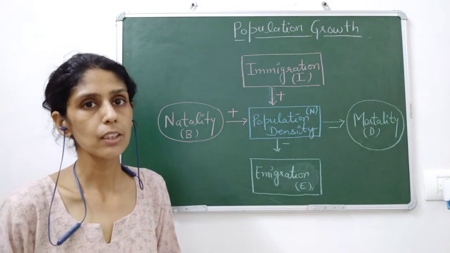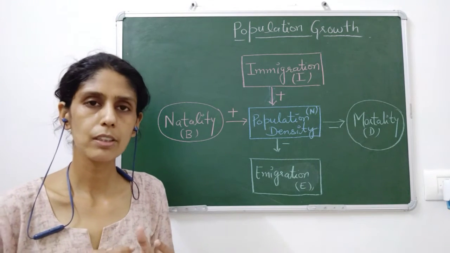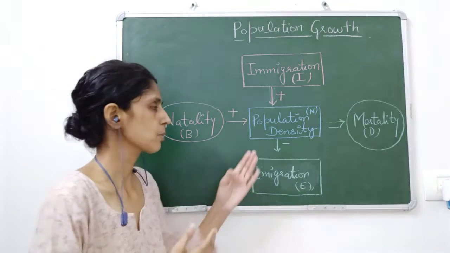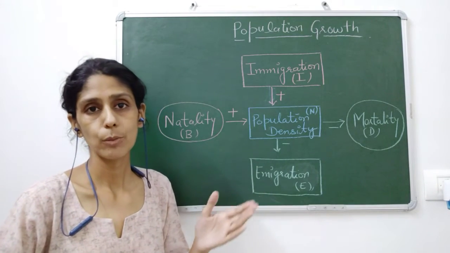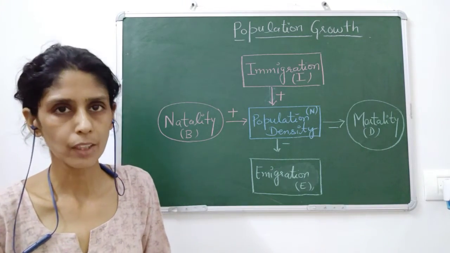So what is immigration? Immigration is migration of individuals of the same species from somewhere else to this population. So that will add individuals to this population. So population size will increase.